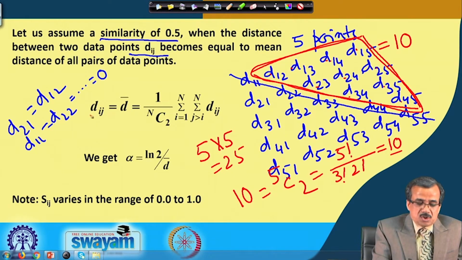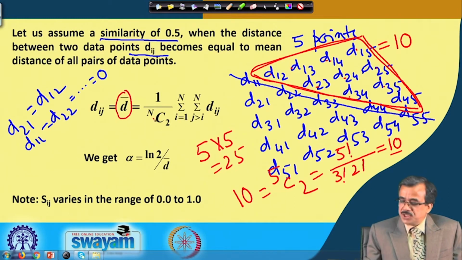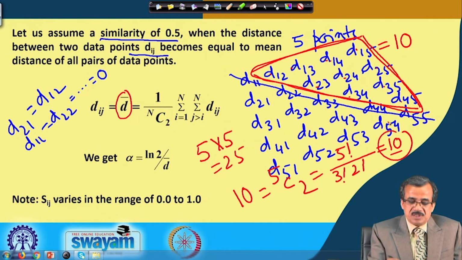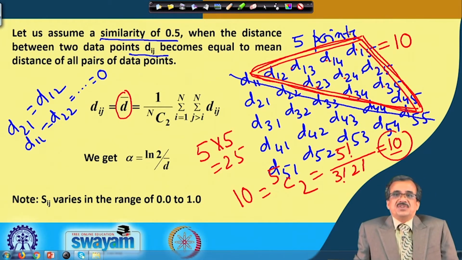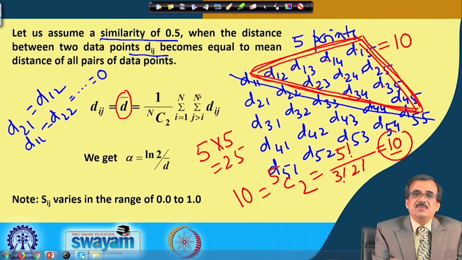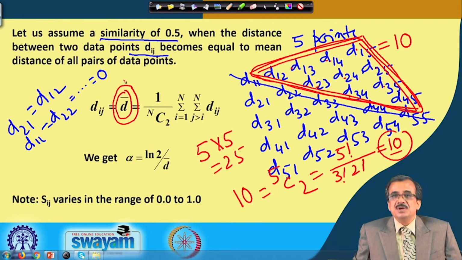And what we do is, to determine the d bar, that is the mean distance, we consider 1 divided by n C 2. So, this n C 2 is nothing but 10 here, because here n is equal to 5 according to this particular example, and then we find the summation i equals 1 to n, summation j greater than i to n, d ij. That means we consider only one side of this triangle, and this is the way we can find the average distance value, that is d bar.